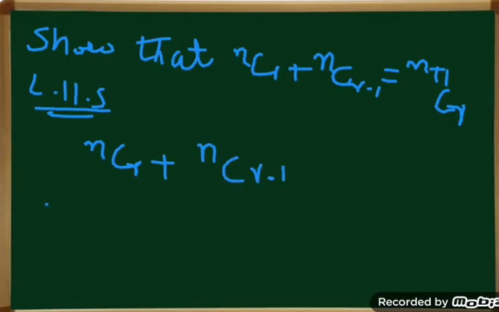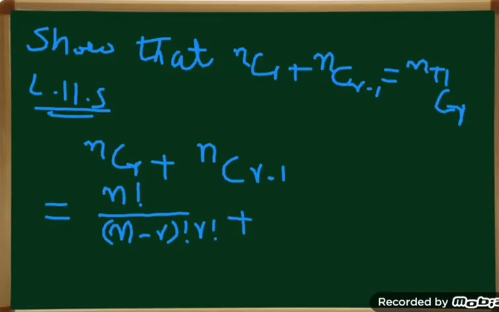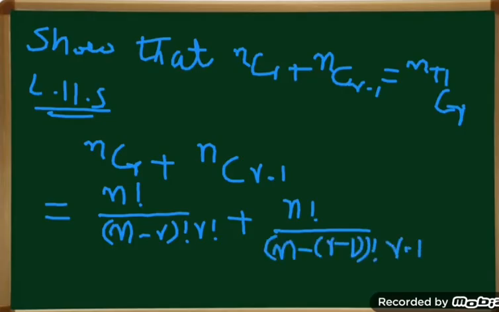Now this is equal to n factorial divided by n minus r factorial into r factorial plus n factorial divided by n minus (r minus 1) whole factorial into r minus 1 factorial.